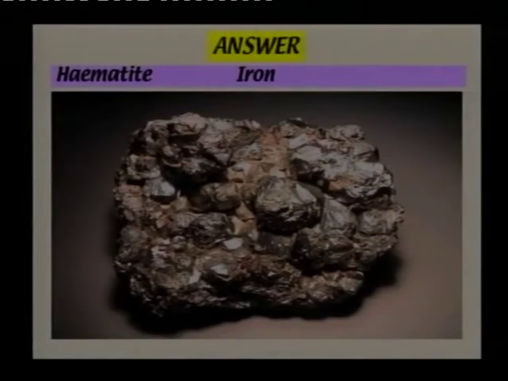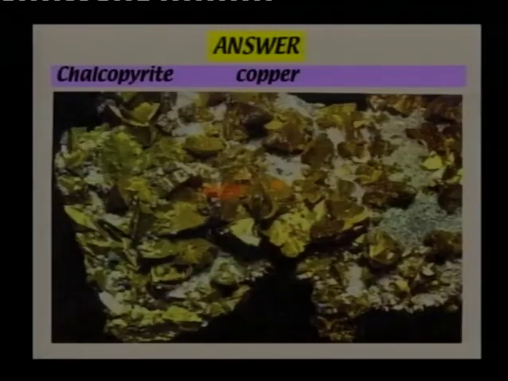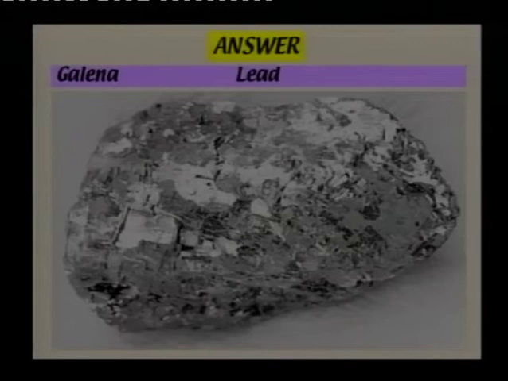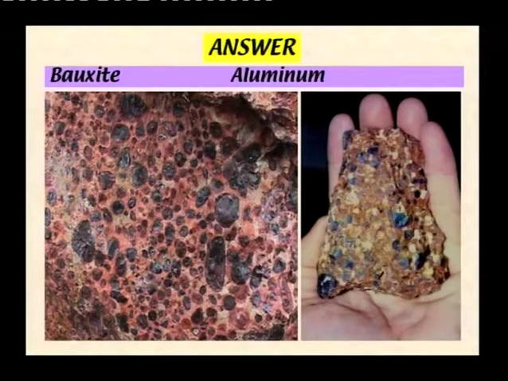So for hematite, you see iron as the answer that we've given, a photograph or a sample of that. We're looking at the metal or the ores, that is chalcopyrite and copper, a sample or a photograph showing that. Galena, you said lead, again a photograph showing that. And bauxite, of which we said aluminium, and a sample or a photograph showing that particular answer.